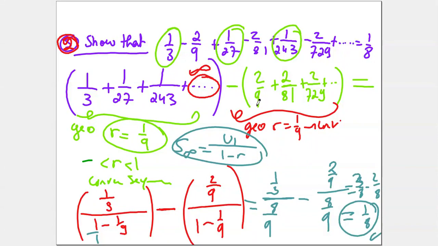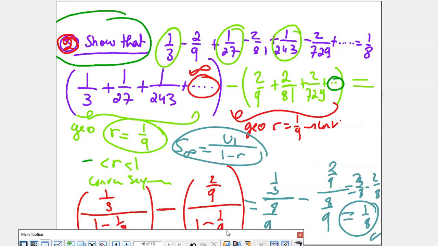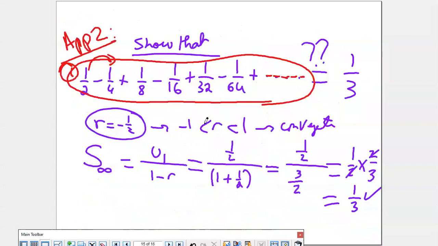The second part, it's minus. Also, it's a geometric sequence. The ratio is 1 over 9. So the sum is the first term, 2 over 9, over 1 minus r. And when you do the subtraction, in the end, you're going to get, as a calculation, 1 over 8. So in this example, I use the convergent sequence. When you see those dots, it means it's infinity. And the preceding example also, I use the convergent sequence.